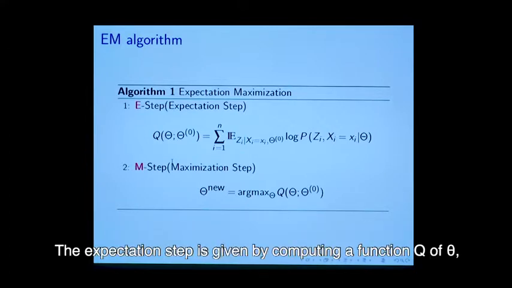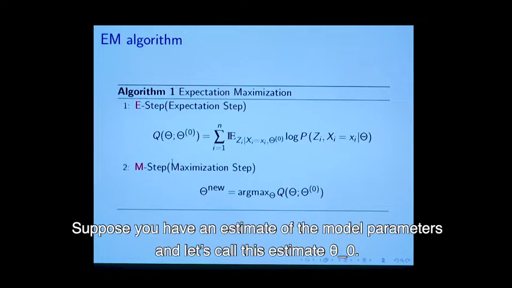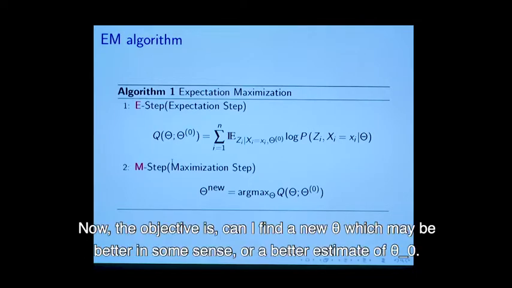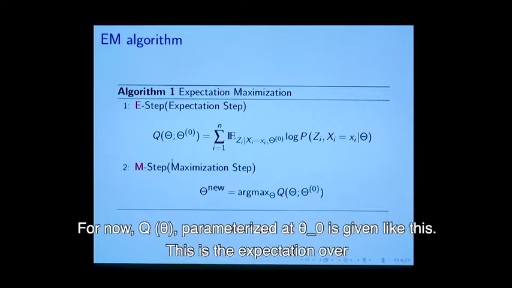The expectation step is given by computing a function Q of theta parameterized at theta 0. By this what I mean is, this is like an iterative step. Suppose you have an estimate of the model parameters, and let us call the estimate theta 0. Now the objective is, can I find a new theta which may be better in some sense than theta 0. Hopefully we will make clear what I mean by better in the coming slides. So for now Q of theta given theta 0 is given like this.